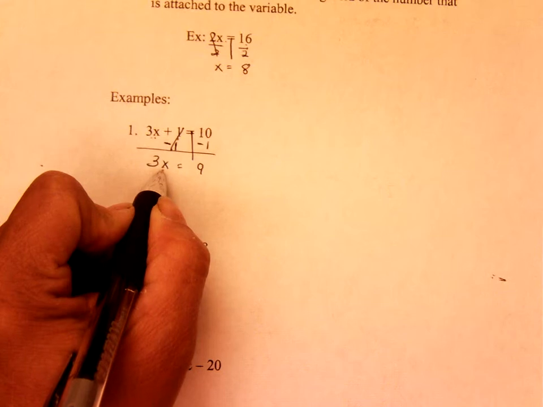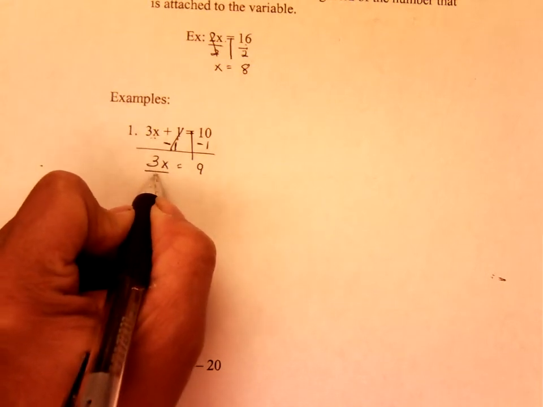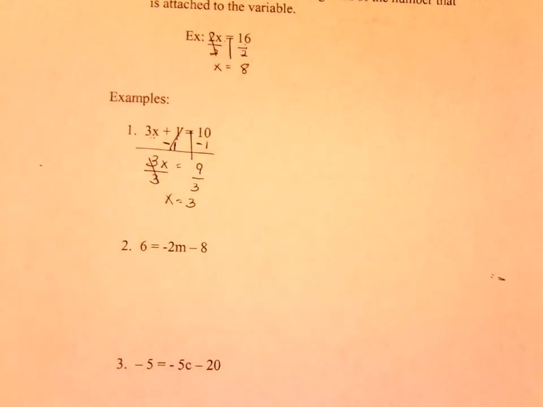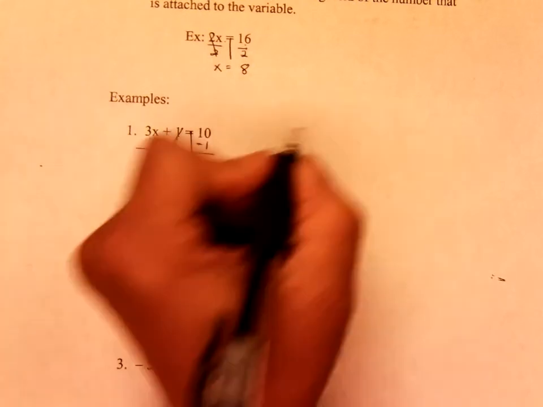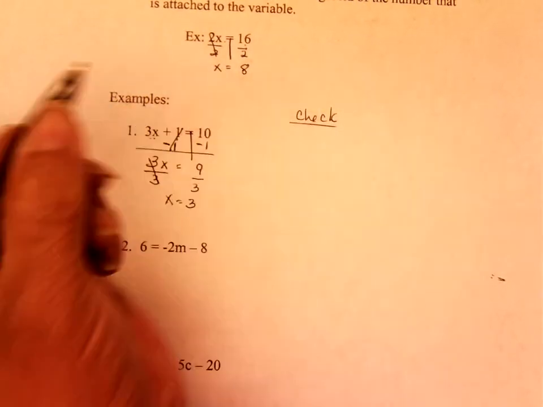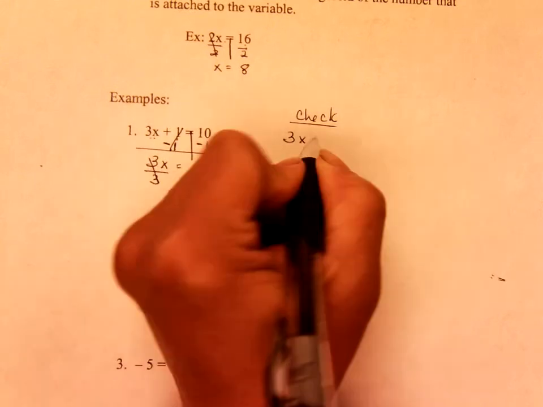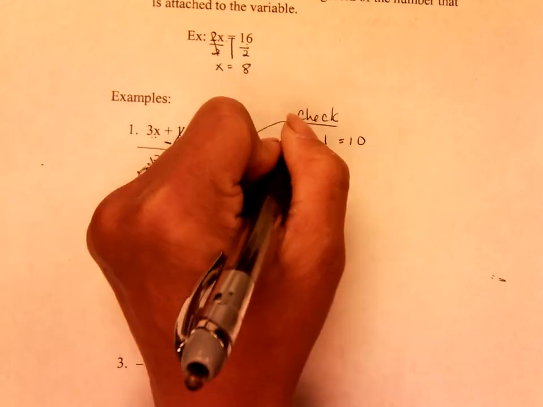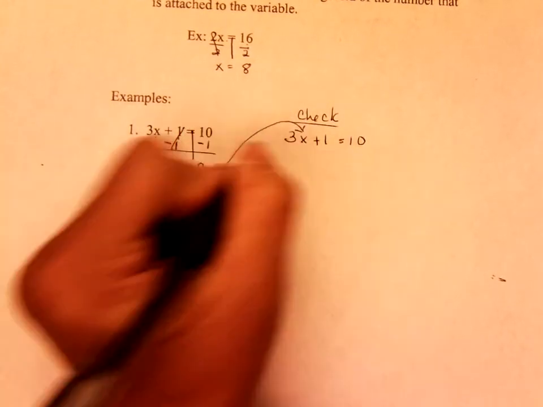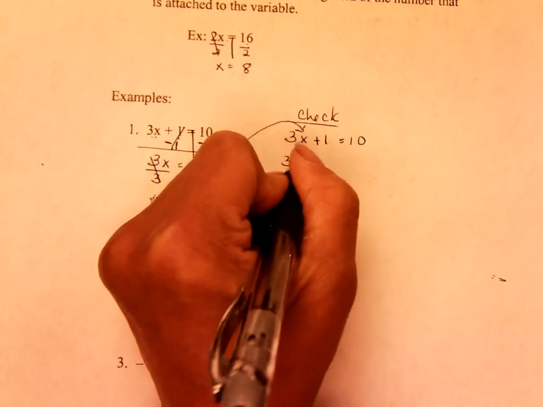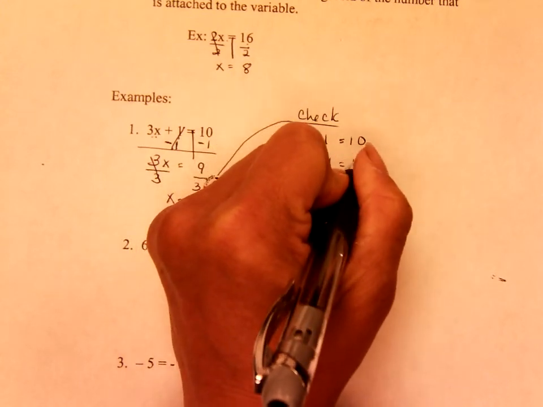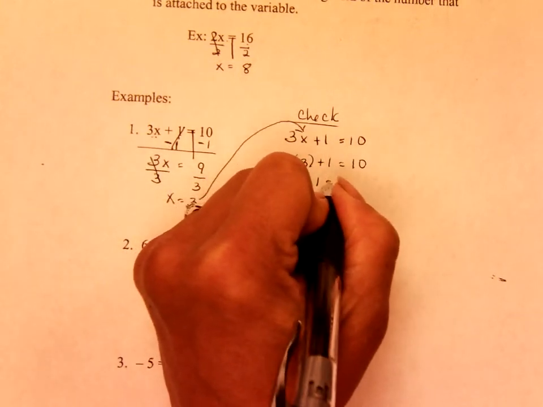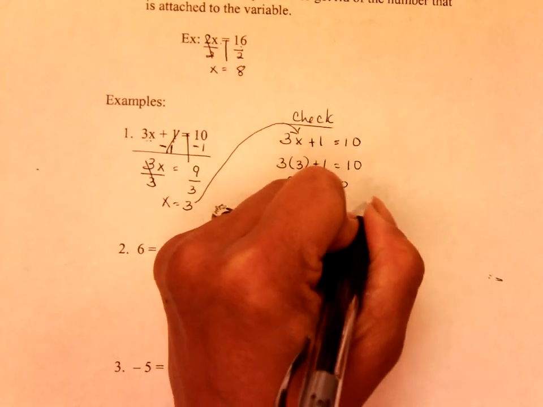Now the inverse of multiplication is division, so you're going to divide by 3 on both sides, and x is equal to 3. Now to do your check, because of course we always have to do our check, you rewrite the original problem. 3x plus 1 is equal to 10. Replace x with 3, because that's what we had said for the answer. So 3 times 3 plus 1 is equal to 10. Order of operations tells us 3 times 3 is 9, plus 1 is equal to 10, and 10 is equal to 10, and that checks out.